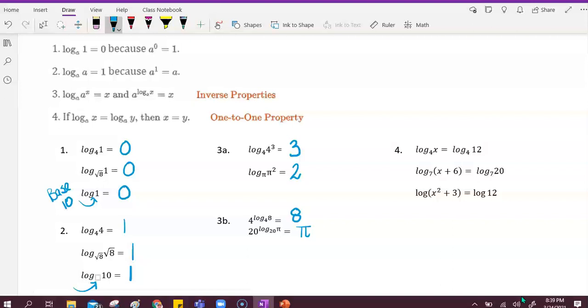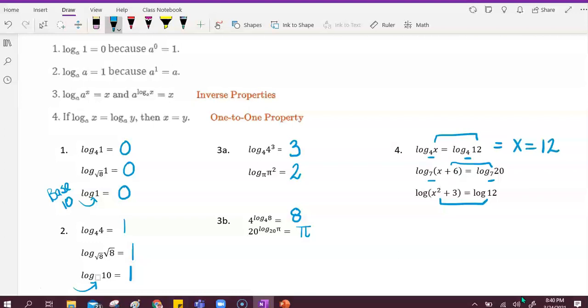The one-to-one property is number 4. What it says is if you have the log base and the base is the same, then you are allowed to let x be equal to y. So here, as long as our base is the same, then you set these equal to each other. Bases are the same, set them equal to each other. And then same here, bases are the same, so we set them equal to each other. So in the first one, I write x is equal to 12, and we're done. We solved it.